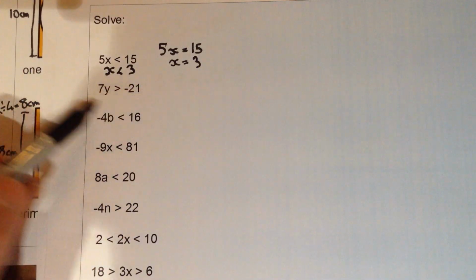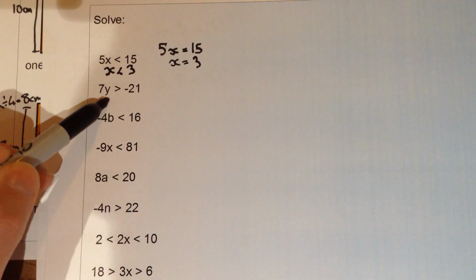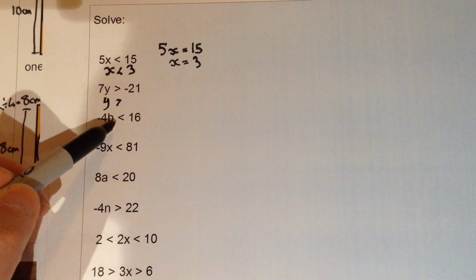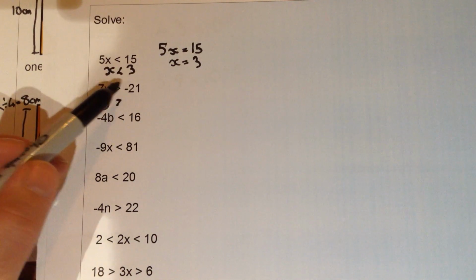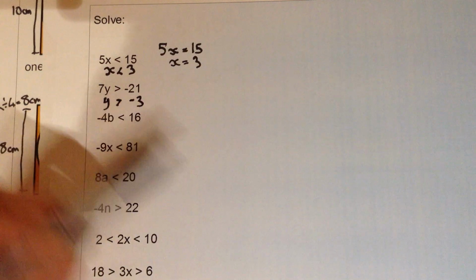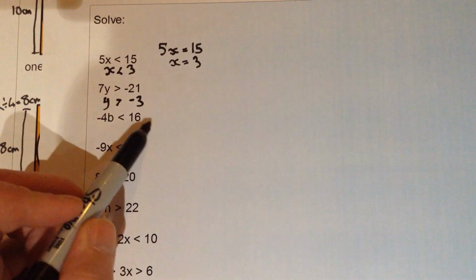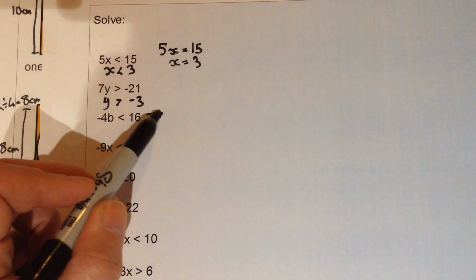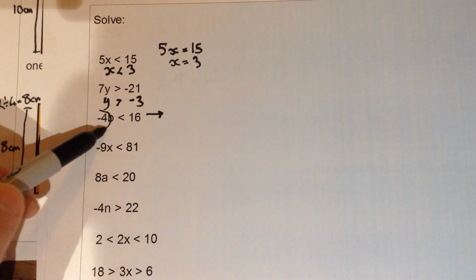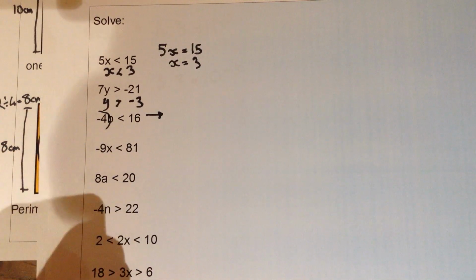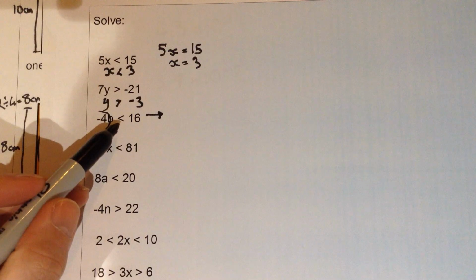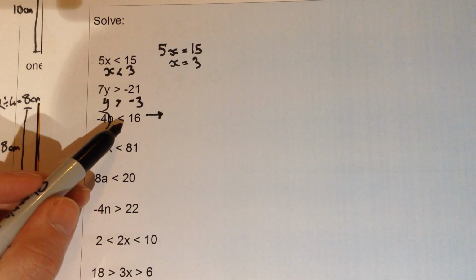Divide by 7 for this one to give us y on our own, so y is greater than minus 21 divided by 7, which would give us minus 3. The only ones to watch out for are these. When you are going to have to divide by a negative number, that flips the direction of the inequality.